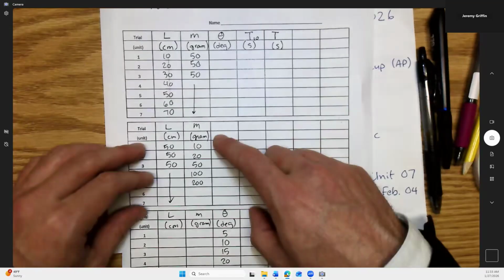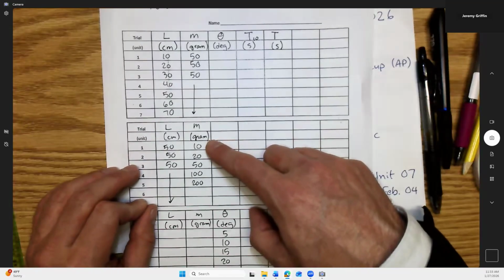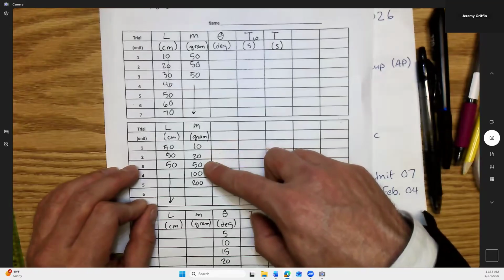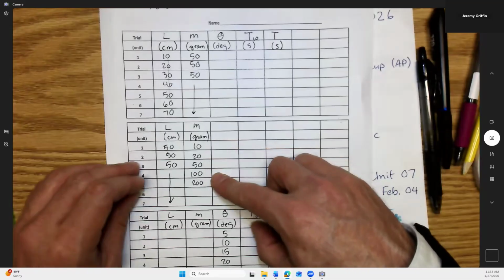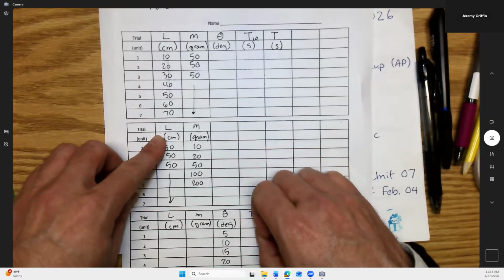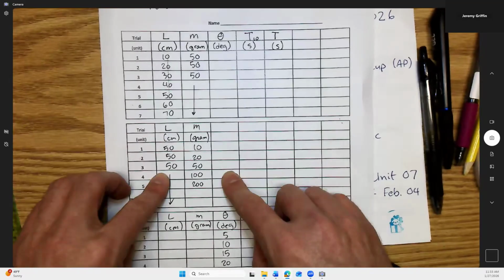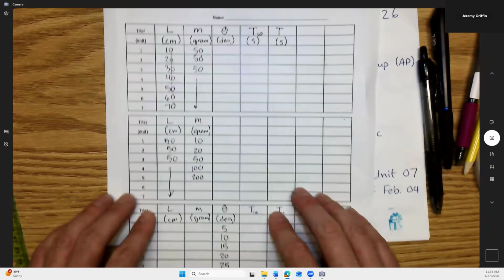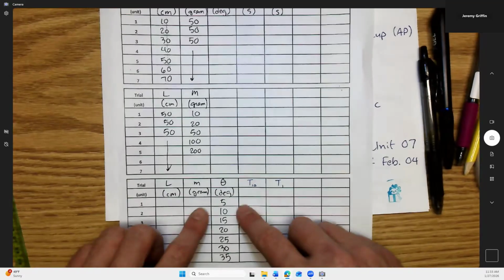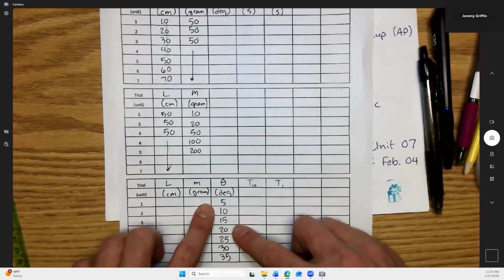Another experiment is maybe you could change out the mass, which looks like what's going on here. So the mass increased. Looks like they went with grams on this paper. But you would want to lock in the length and also lock in the angle. So those would be controls. Then see what happens with time. And the third experiment is maybe you could change out the angle. Go 5, 10, 15 degrees.